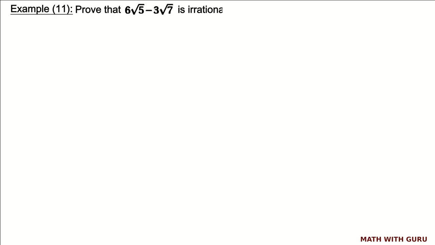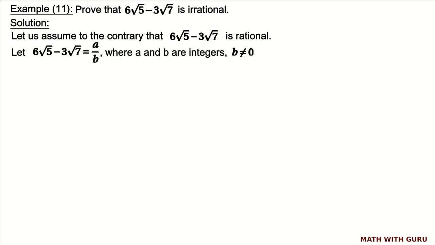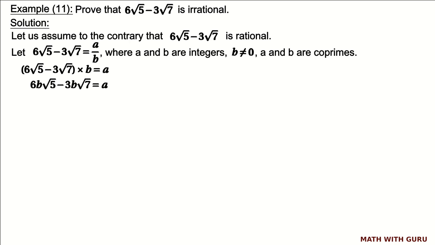Example 11. Prove that 6 root 5 minus 3 root 7 is irrational. Let us assume 6 root 5 minus 3 root 7 is rational. Let it be equal to a over b. Then bring b to the left hand side. Open the brackets like this. Now let us bring minus 3b root 7 to the right hand side. Then it will become positive.